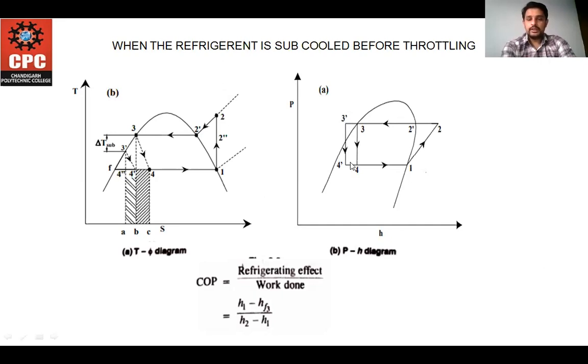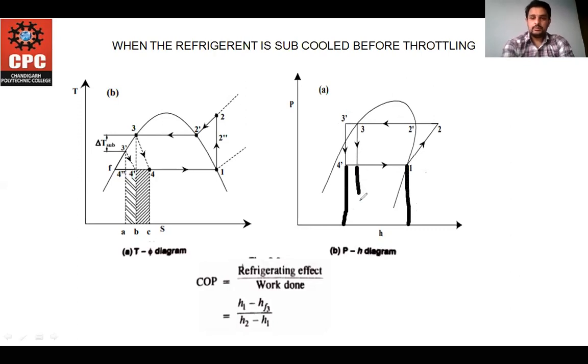After that, what is the effect we are getting out of it? As we can see, this is the refrigerating effect. Obviously, when we were not providing subcooled refrigerant to the evaporator, the refrigerating effect was less. But after providing subcooled refrigerant to the evaporator, the refrigerating effect has increased, as you can see. So there is a huge increase in refrigerating effect.